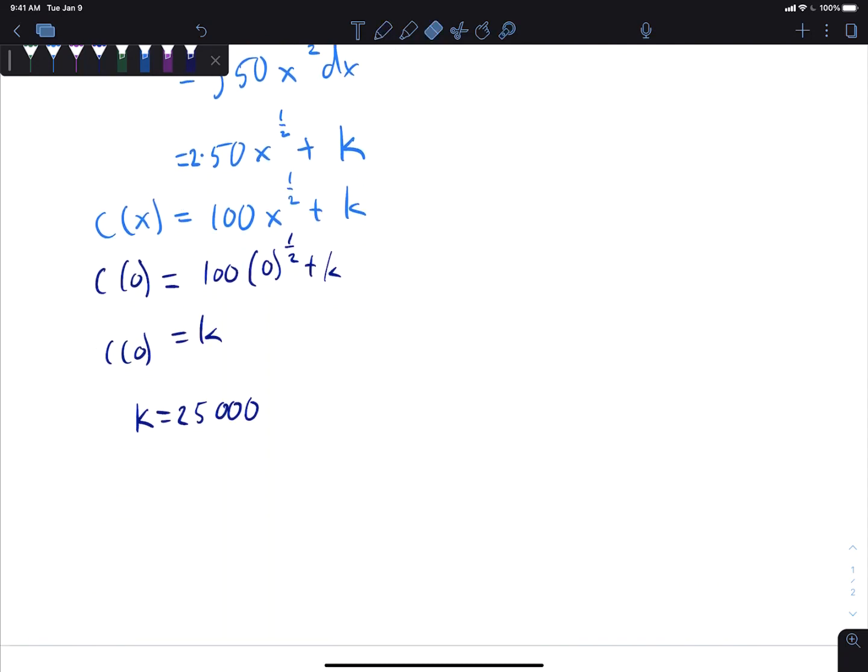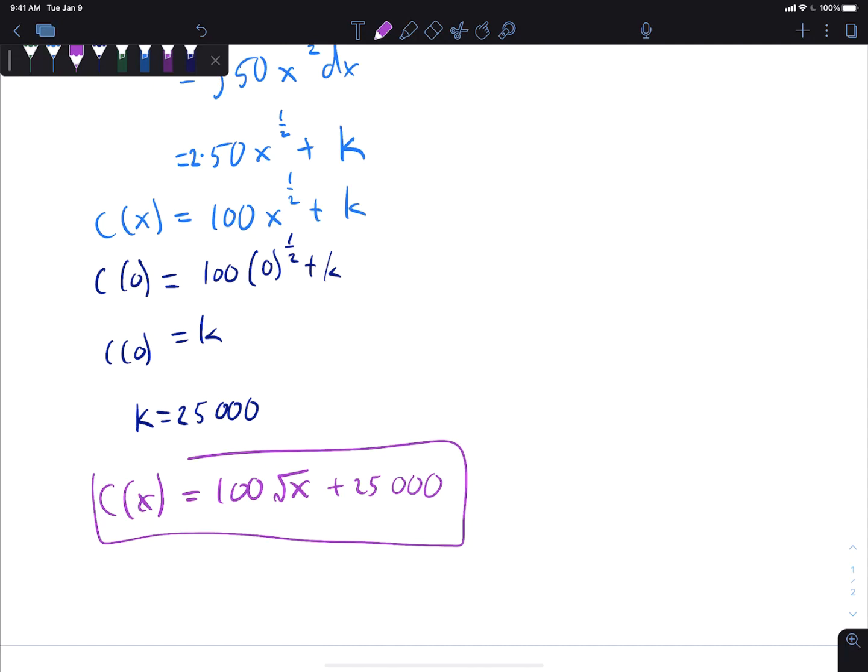So the actual equation itself here is C of x is equal to 100, and then if you don't like the 1/2 power, I'm fine with it. But if you don't like it, just put the square root of x there, and then plus 25,000. And there's your answer.